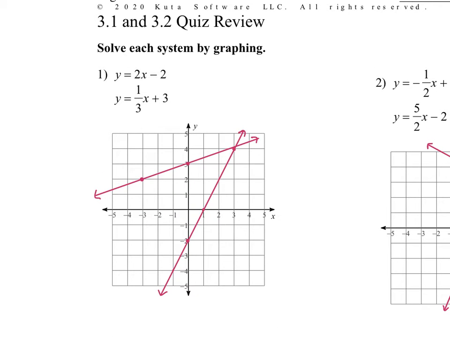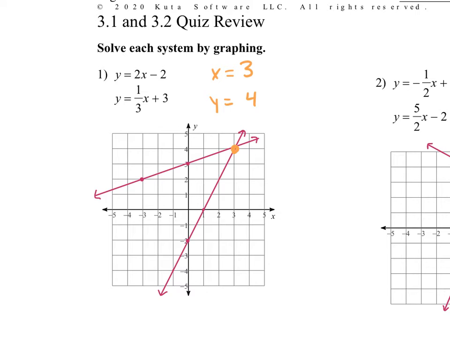So what is our solution here? Remember, we need x is equal to and y is equal to. When it gives us the graph, how can we find our solution? Perfect. X is equal to 3 and y is equal to 4. So we're looking at this point here where they intersect. So x is 3 and y is 4. That's the answer.